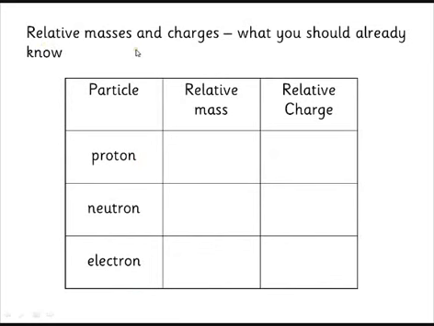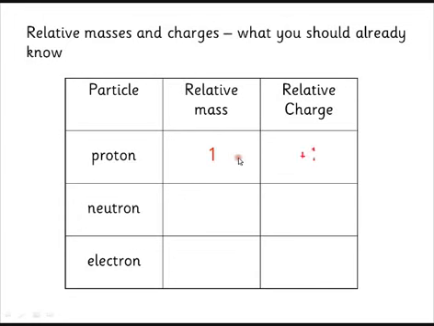Okay, so you'll have done this table at GCSE. This is relative masses and charges. We've already said that we know the relative charge of the electron, and we've tried to move on to the actual charge in coulombs. Well, we need to do the same thing for the masses. We know the relative masses of protons and neutrons and electrons, but what we need to know is their actual mass in kilograms. So hopefully you're fairly confident with this.